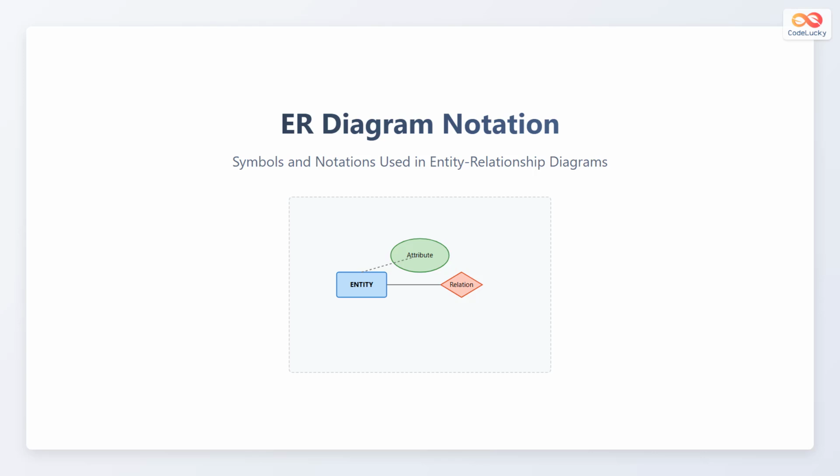Hello everyone. In this video, we will explore the world of entity relationship diagram notation. Diagrams are visual tools used in database design to represent the structure of a database. They help us understand how different pieces of information, called entities, relate to each other. Let's learn about the symbols and notations used in these diagrams, so we can effectively design and understand databases.